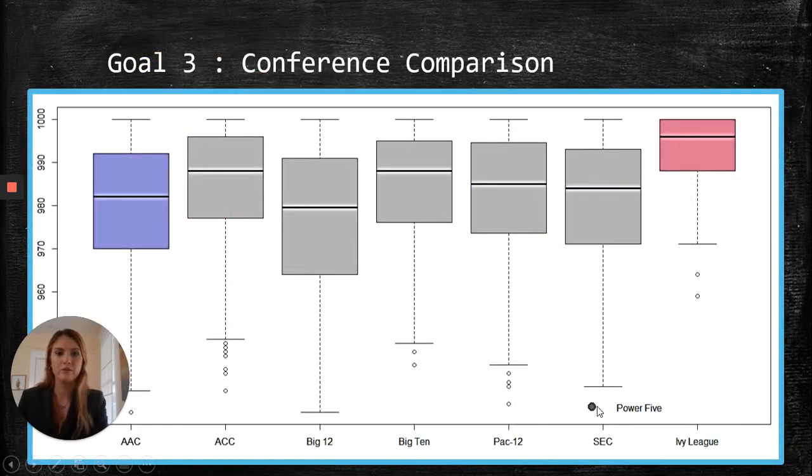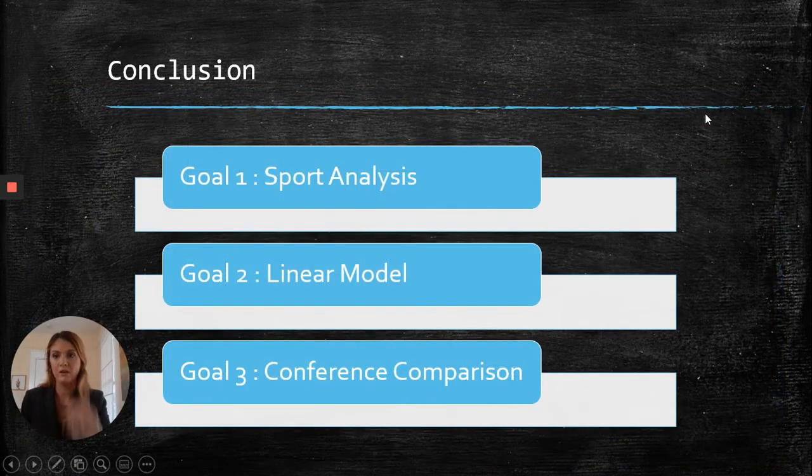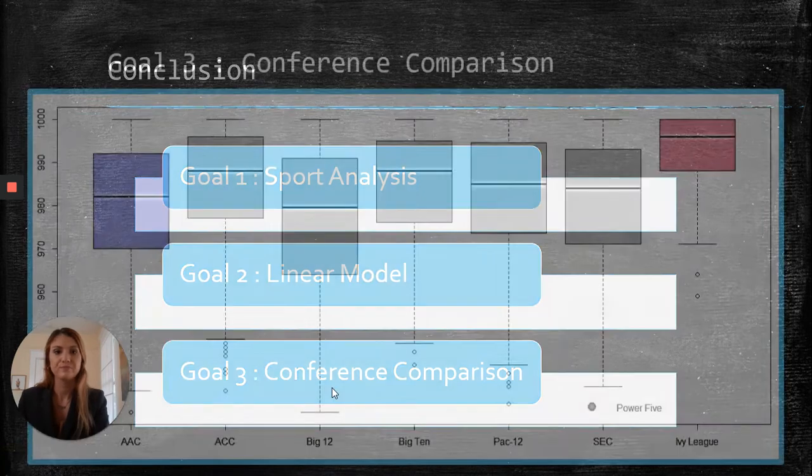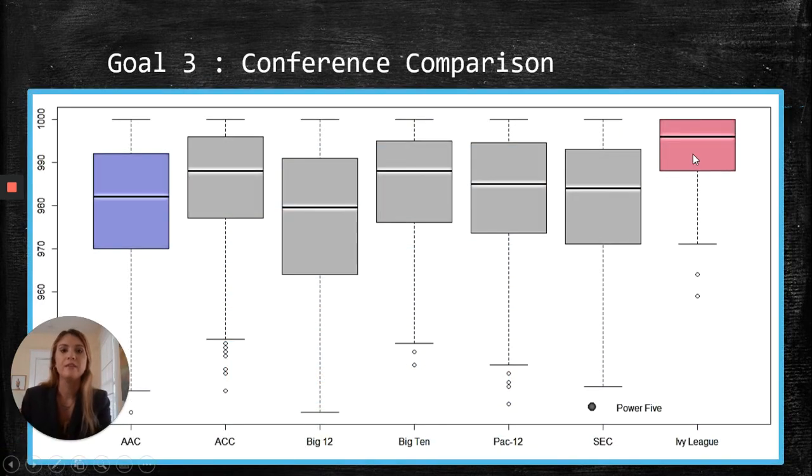Here's what we found. So these gray conferences in the middle are all the Power Five conferences. This is the American Athletic Conference, and the pink is the Ivy League. So as you can see, Ivy League is above the rest of the conferences. The median score is above the top 25% of all the other conferences. So the Ivy League does do well in keeping their reputation of performing strong academically.